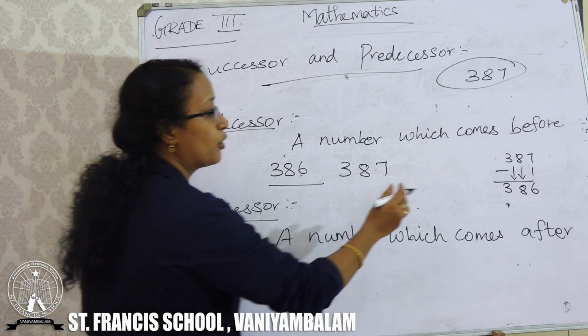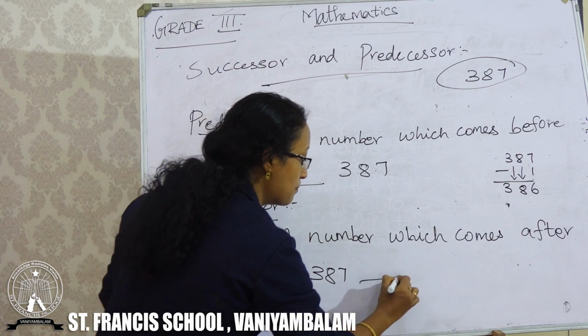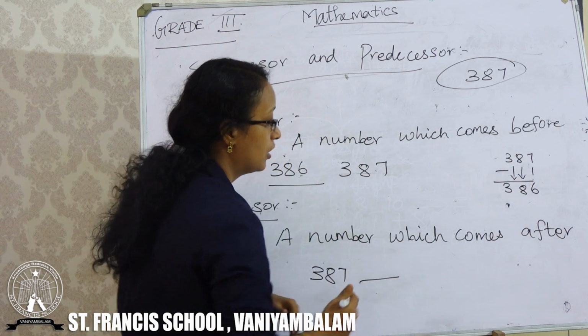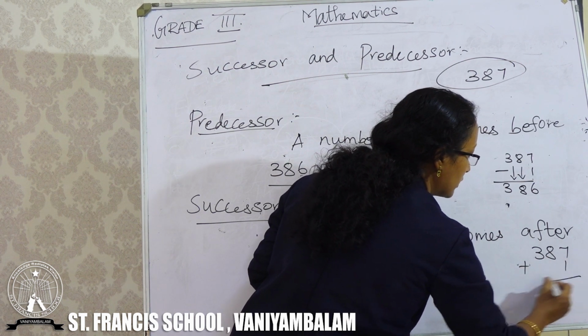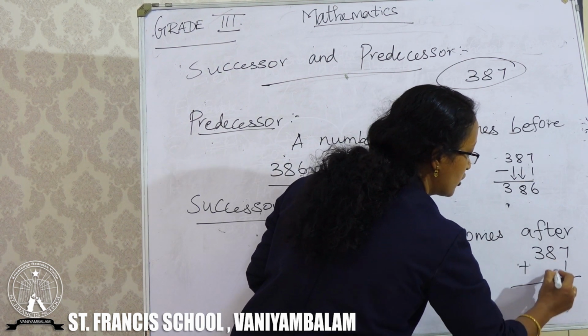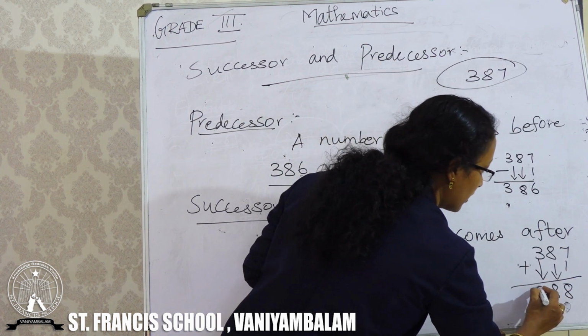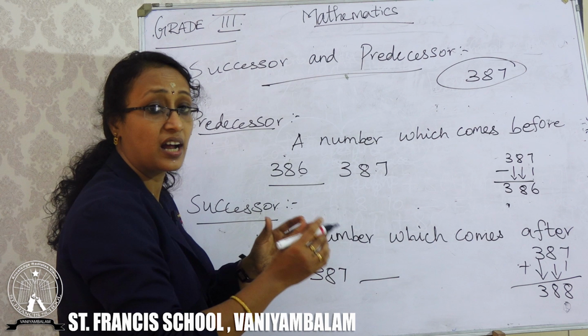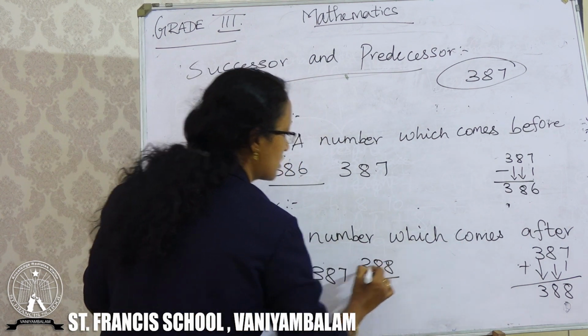And the successor, I am going to find the successor for 387, the number which comes after. So 387 plus 1. 7 plus 1, 8. 8 you can write in the tens place as it is, and 3 you have in the hundreds place. So 388 is your successor.